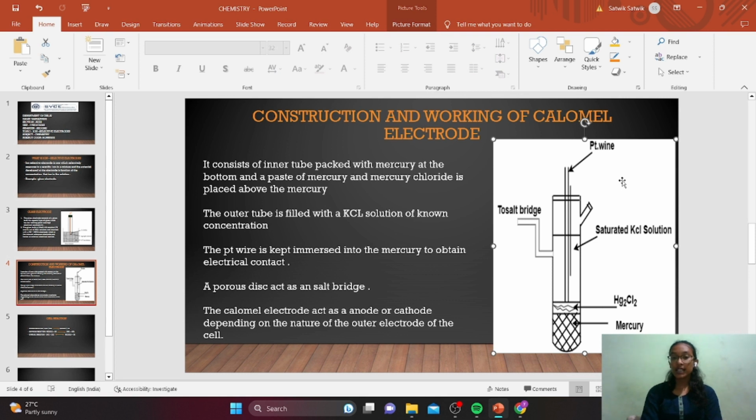Then the porous disc acts as a salt bridge. The calomel electrode acts as an anode or cathode depending upon the nature of the outer electrode of the cell. So this says that the calomel electrode acts as both anode and cathode, but it depends on the nature.